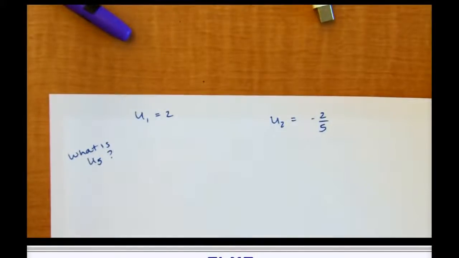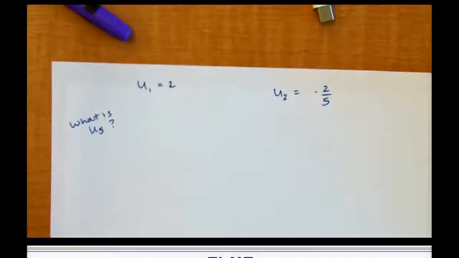Okay, let's look at another problem. I would like you now to write the explicit form of this series. If I give you u sub 1 is equal to 2, u sub 2 is equal to negative 2/5, I want you to find what is u sub 5 using your explicit formula. Okay, I'm going to walk through this problem.